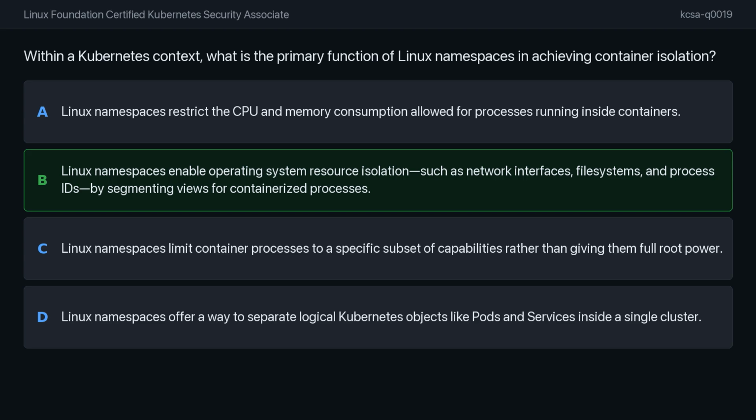A helpful tip for your exam is to clearly distinguish between Linux kernel primitives and the logical structures defined by the orchestrator.